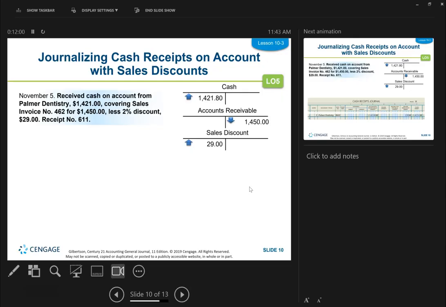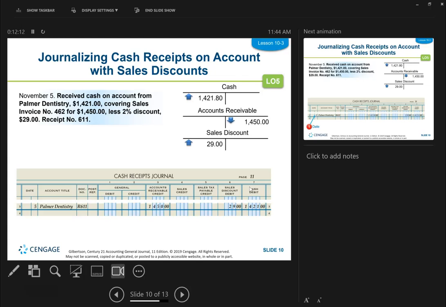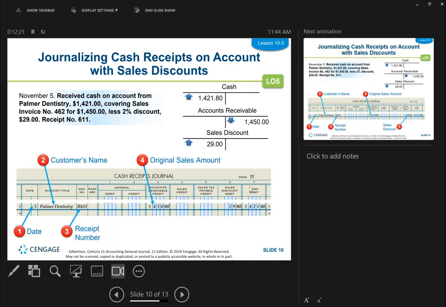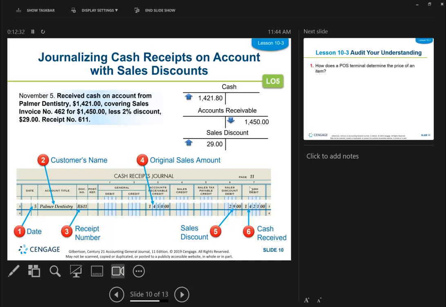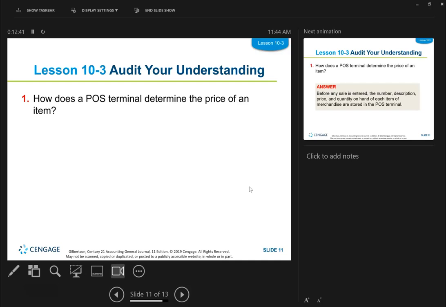Everybody okay with that idea in terms of breaking this transaction? So there's 3 pieces that are going to need to be recorded. The cash, the account receivable, and the sales discount. So on our journal, date, customer name, receipt number. The account receivable, the debt that got paid off was $1,450. The way that debt breaks down is $29 was from the sales discount and $1,421 was straight cash or check or credit or debit or whatever, right? Okay.